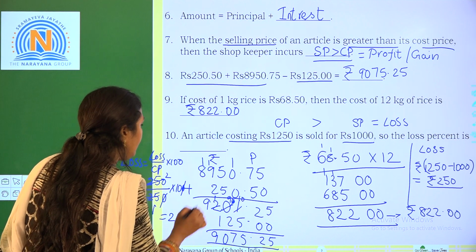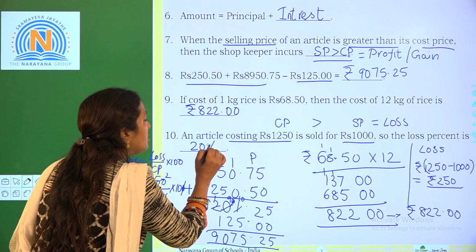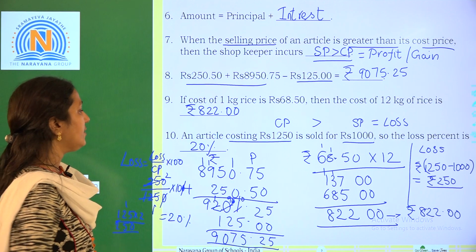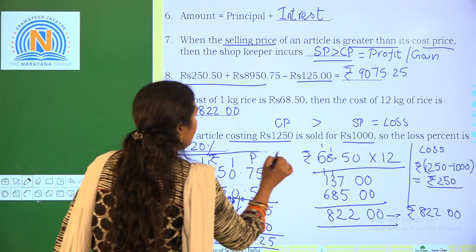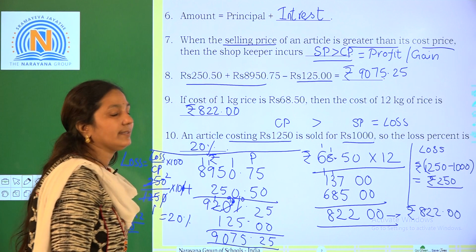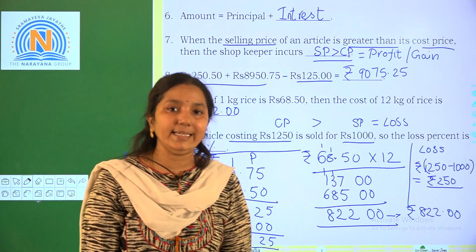Now 2 into 10 is 20. So how much percentage is the loss? The loss percentage is 20%. Got it, children? Practice once again. Thank you.